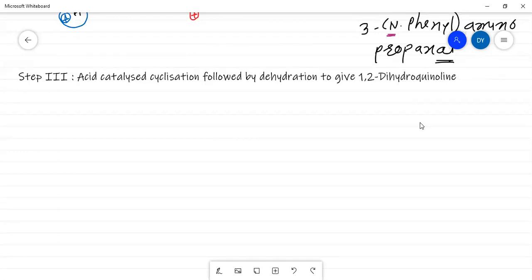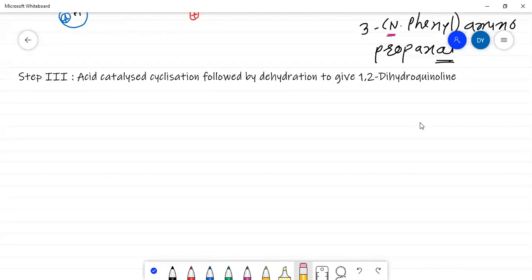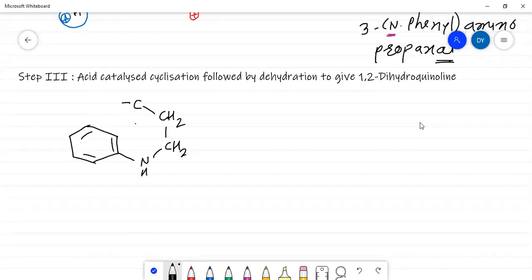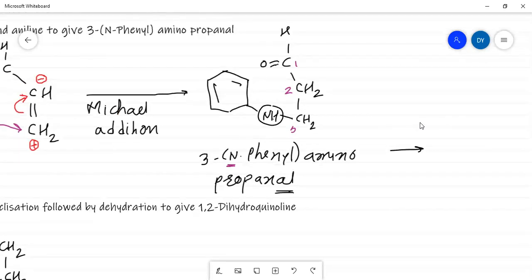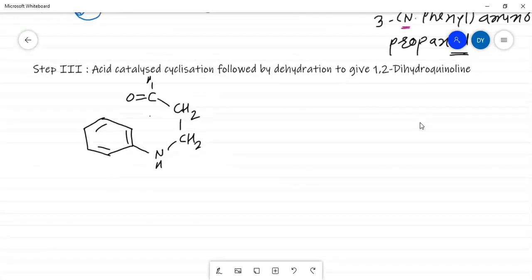So here I'm going to write down the compound which is formed in step number 2, 3-N-phenylaminopropanol. As you know, how this compound is formed: CH2, CH2, and here C double bond OH. You can see here the compound formed in step number 2. This is 3-N-phenylaminopropanol. Okay, the same compound I write here.